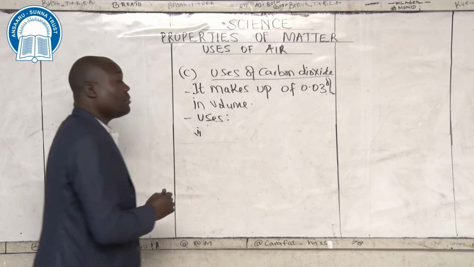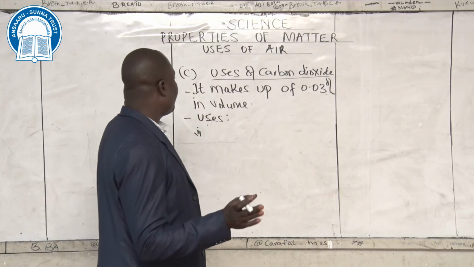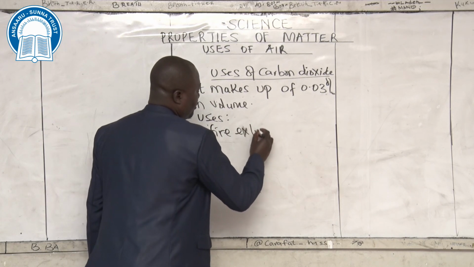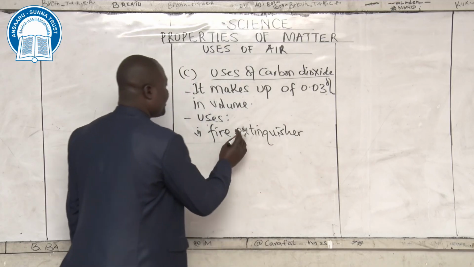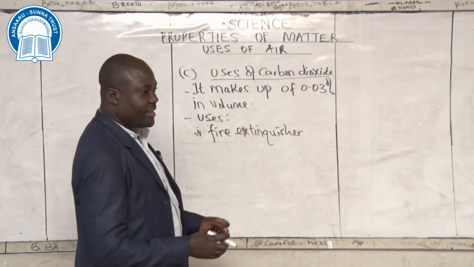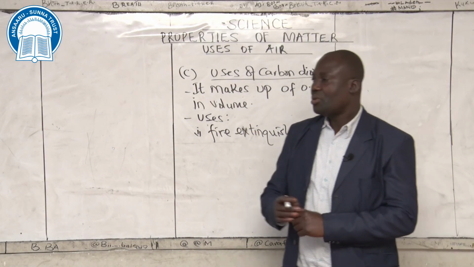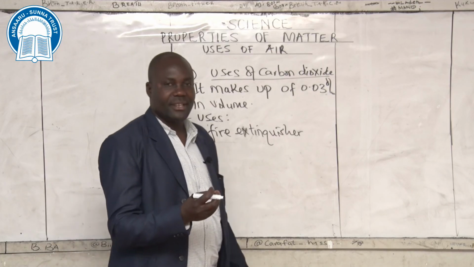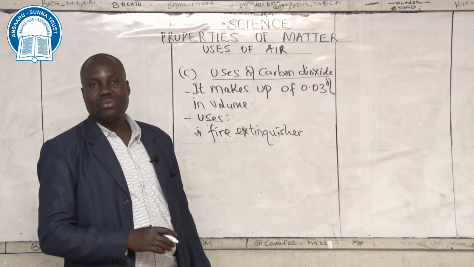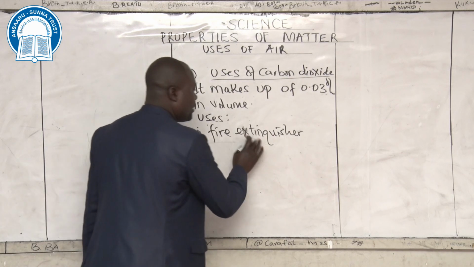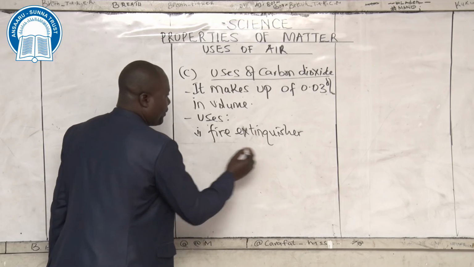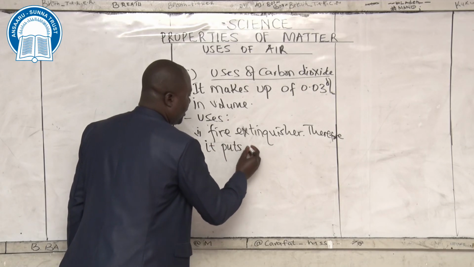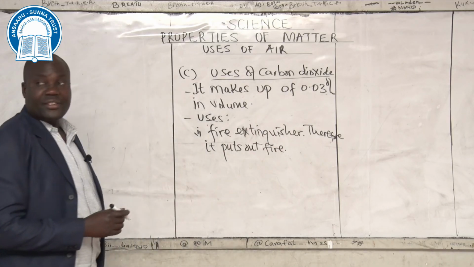One, you will find that this carbon dioxide is used in a fire extinguisher. So fire extinguisher means it puts out fire. In case fire breaks out, maybe in this institution or somewhere, maybe in a hotel or in a home, then this carbon dioxide is the best gas or the best substance which you can expose to the fire, then the fire will be off immediately. Therefore it puts out fire because it does not support burning.